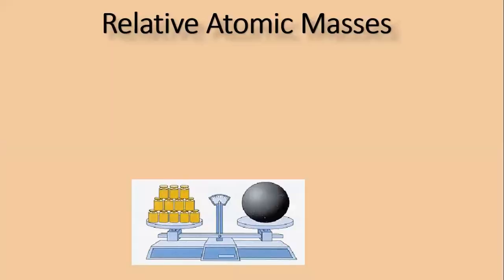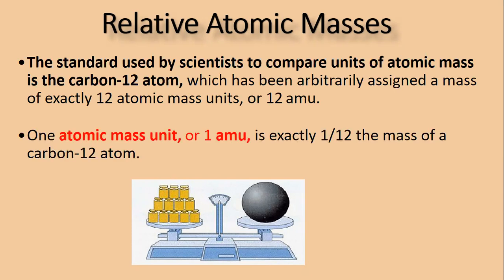In the last video, we were talking about the relative atomic masses and that we use a unit called AMU, or atomic mass unit, to measure the mass of an atom. And one atomic mass unit equals 1/12 the mass of a carbon-12 atom.